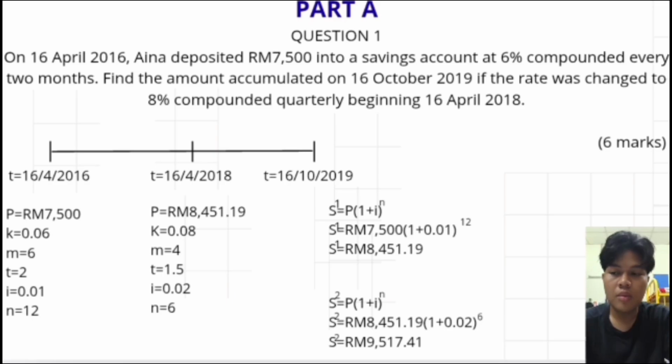Now we move to the next question, which is the amount accumulated from 60 April 2080 to 60 October 2090. P is now changed to 8,451.90 ringgit. K is 8%, equals 0.08. M is 4 because of compounded quarterly. T is 1.5 because 60 April 2080 to 60 October 2090 equals 1 and a half years.